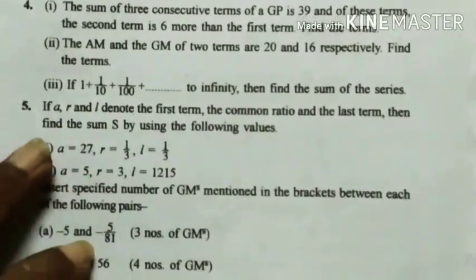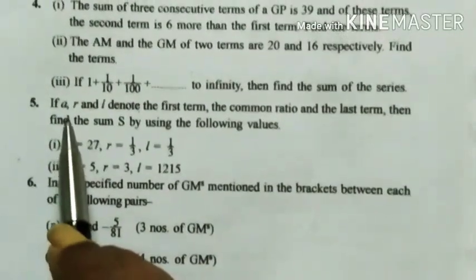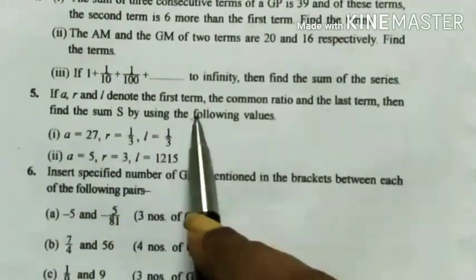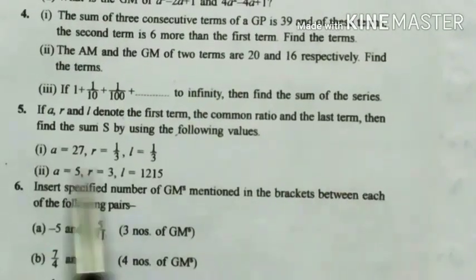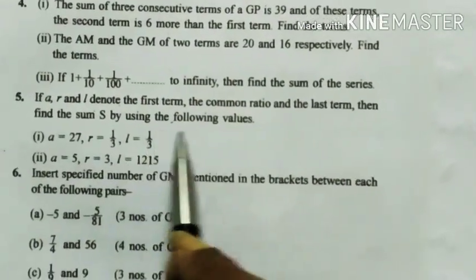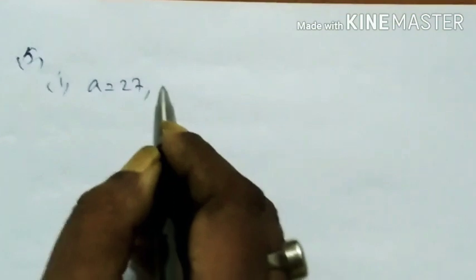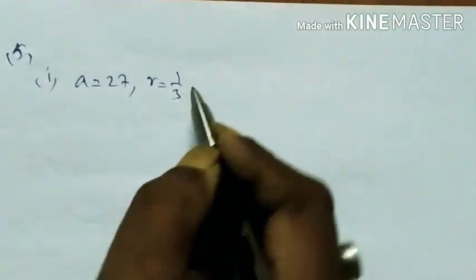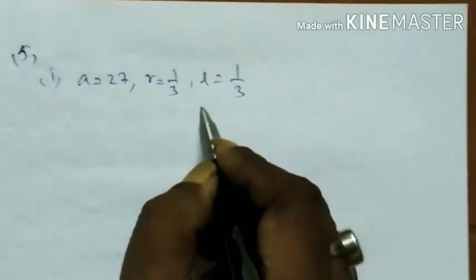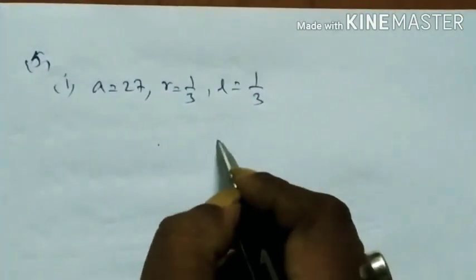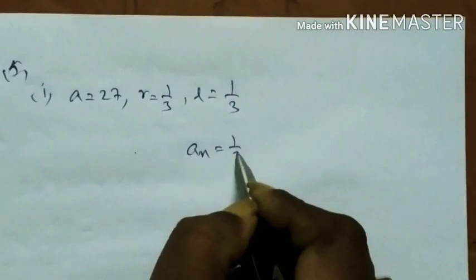Question number 5. See, it is given here. A, R, L denotes the first term, the common ratio, and the last term. Last term is nth term. Then find the sum S by using the following values. That is A equal to 27, R equal to 1 by 3 and L is equal to 1 by 3. L means last term, means nth term. This is, or I can say, A_n is equal to 1 by 3.